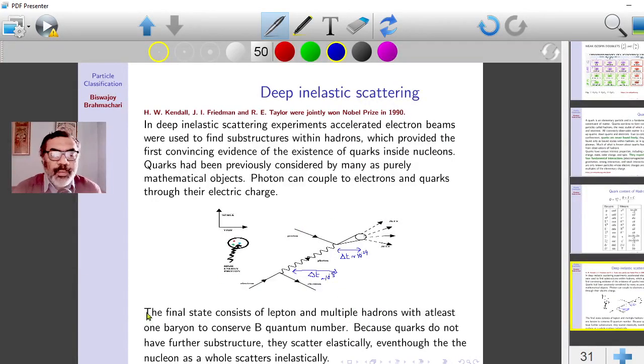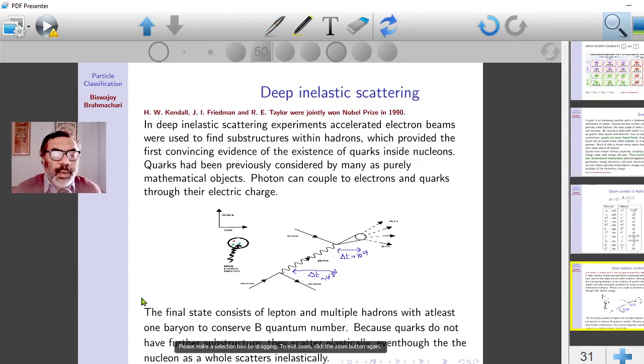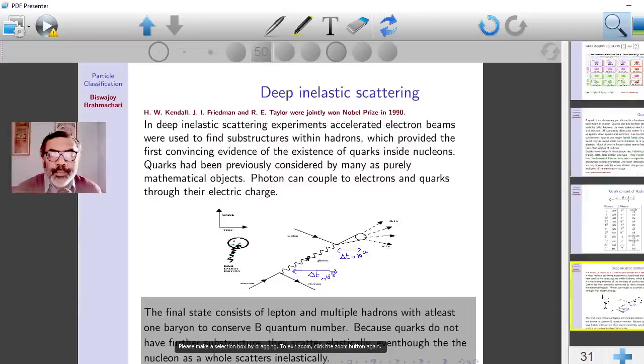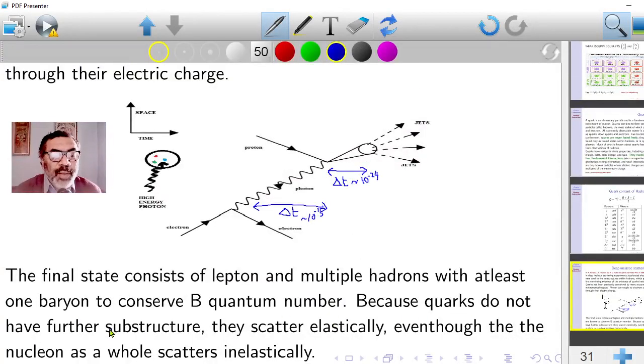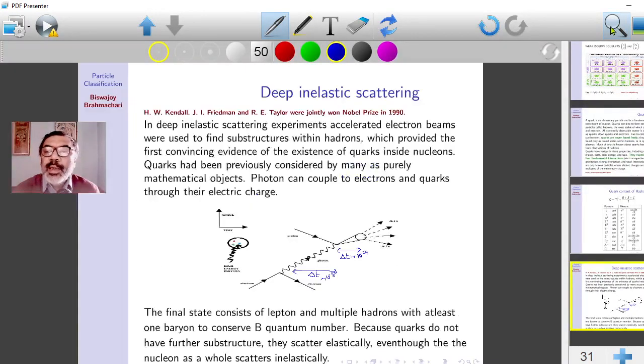And finally, we should understand this very carefully: because the quarks do not have further substructure, these quarks are elementary particles. That means the scattering of the electron with quarks will be elastic scattering. Because quarks do not have further substructure, they scatter elastically, even though the nucleon as a whole scatters inelastically. The proton has broken into fragments, so that is not an elastic scattering. That means the proton is scattering inelastically, even though quarks are scattering elastically.